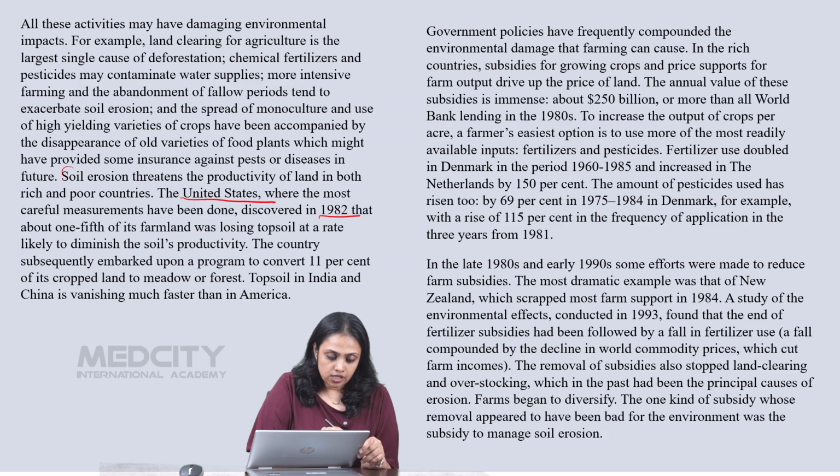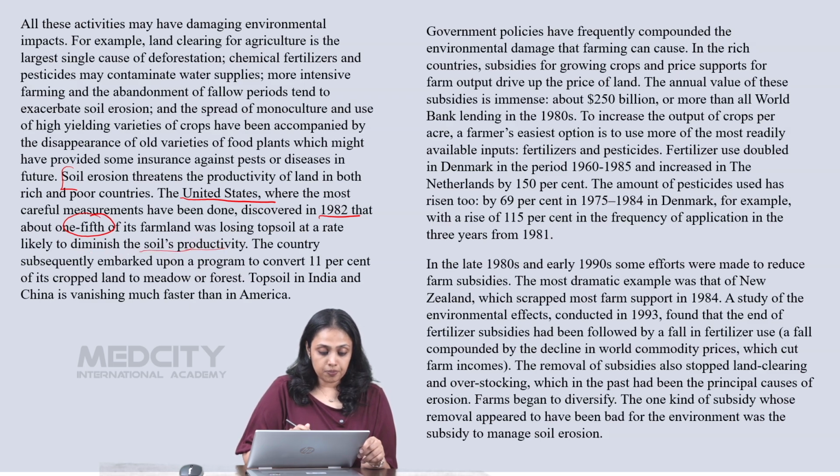Soil erosion, this area talks about soil erosion. Soil erosion threatens the productivity of land in both rich and poor countries. The United States, where the most careful measurements have been done, discovered in 1982 that about 1/5 of its farmland was losing topsoil at a rate likely to diminish the soil's productivity. Okay.